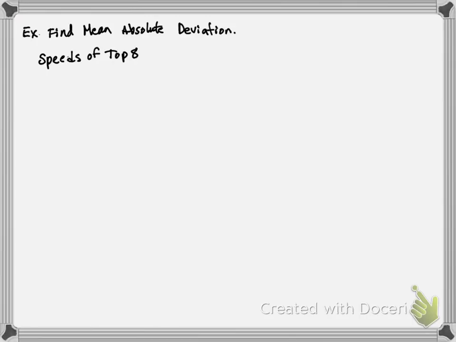Yeah. So directions are going to say find the mean absolute deviation. So this one is about the speeds of the top 8 fastest birds.